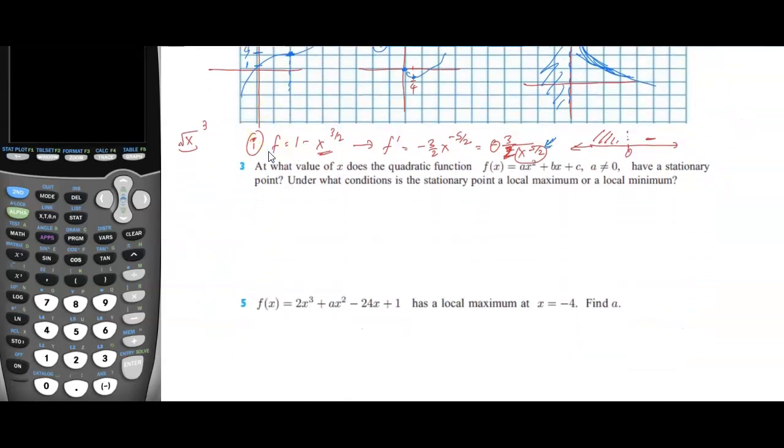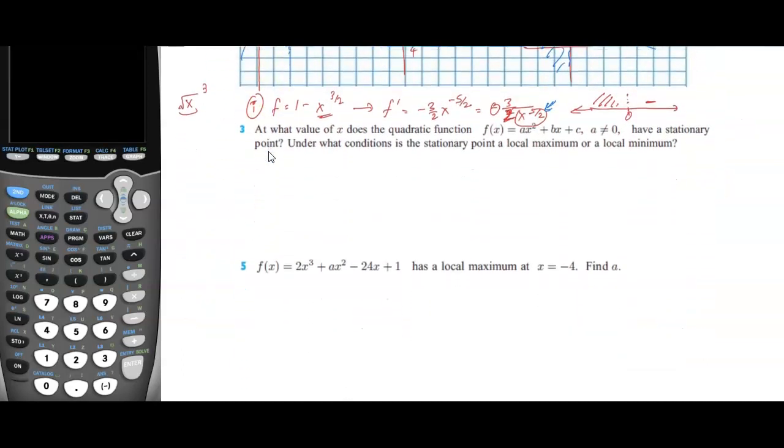Down to 3. At what value of x does the quadratic function ax squared plus bx plus c, where a is not equal to 0, so it's just a quadratic in standard form, have a stationary point? Under what conditions is the stationary point a local maximum or a local minimum?